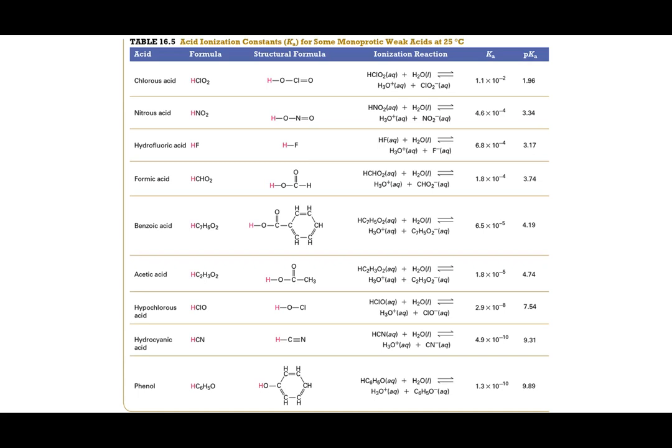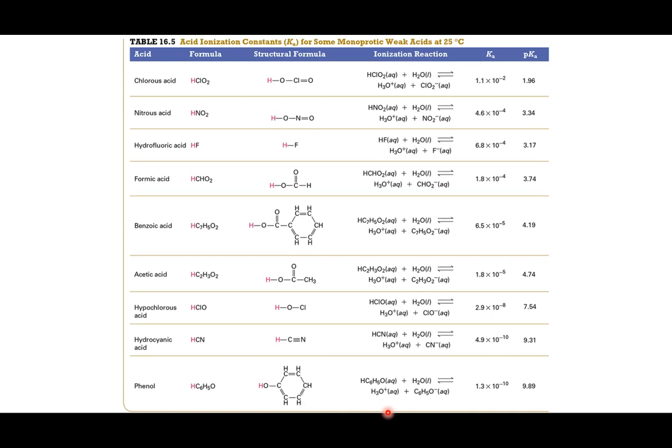So here we see a chart with a bunch of acids and their Ka values. All of these are weak acids. And so what we see here is the Ka values. All of these Ka values are less than 1. So that tells me that all of these acids are weak acids. And as we move down the table, they get weaker and weaker. So the weakest of the acids would be this phenol down here at the bottom.